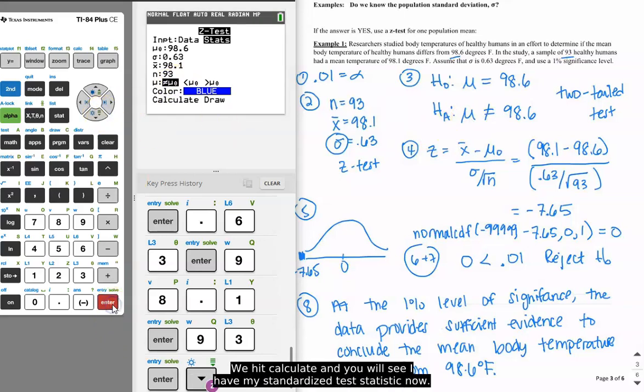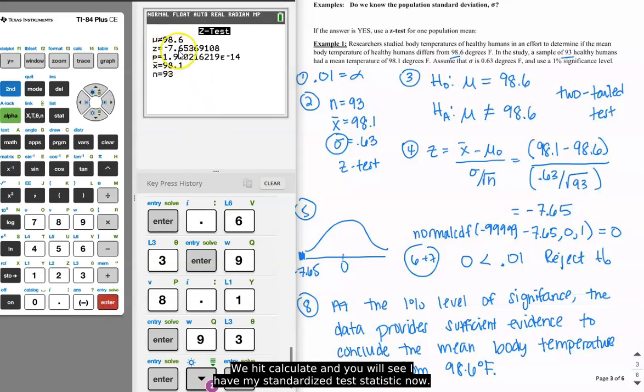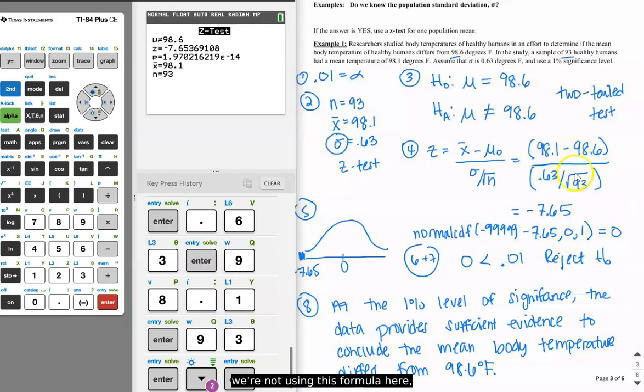We hit calculate, and you will see I have my standardized test statistic. Now, my p-value, it does give me decimals, but if you look at it, it's to the -14th, which is roughly 0. And so this is a way without having to actually plug it into the formula. Steps 4 and really 5, we're not using this formula here, nor are we using the normal CDF. We can just use the z-test on my calculator, and it will tell us the same thing. So you're welcome to use either method. They both should give you the same answer, just slightly different work.